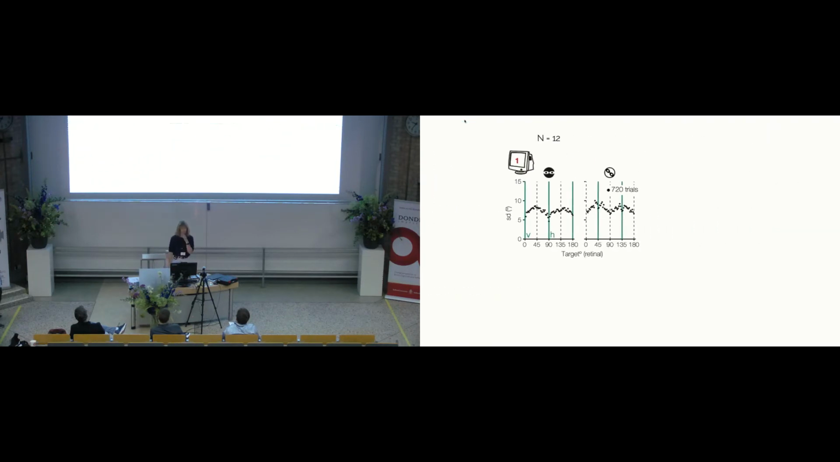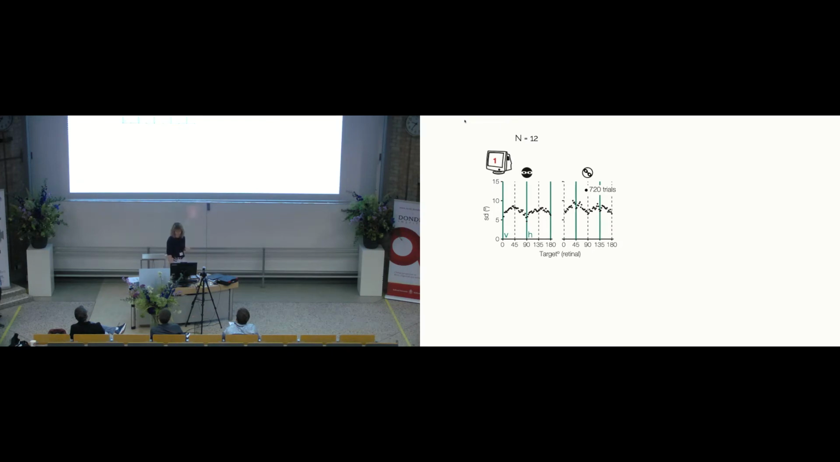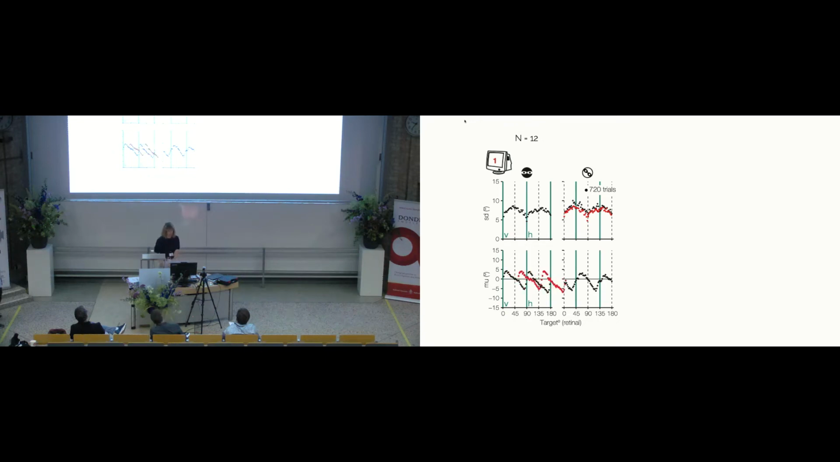So what does this look like across all of our subjects? This is just to highlight what I already showed you, that this oblique effect really just sticks with the retina. It doesn't really change much. But when we look at this bias and compare between head upright and head tilted, you see that this is 45 degrees translated, basically.